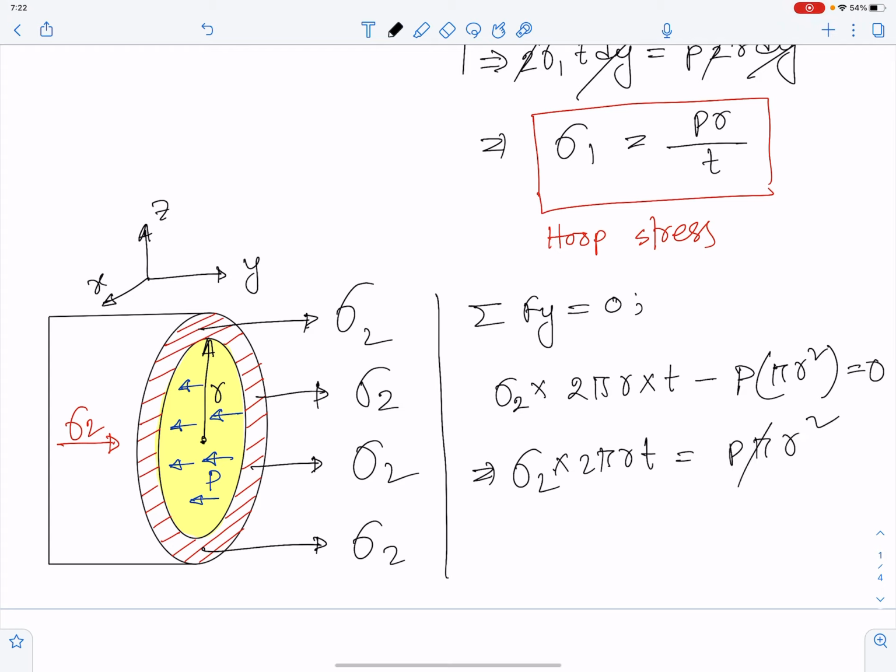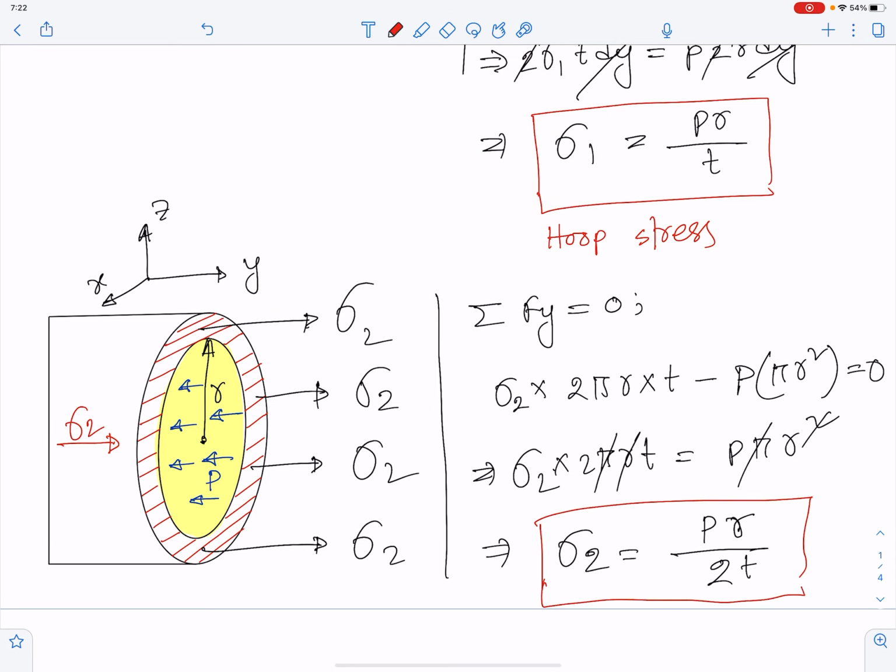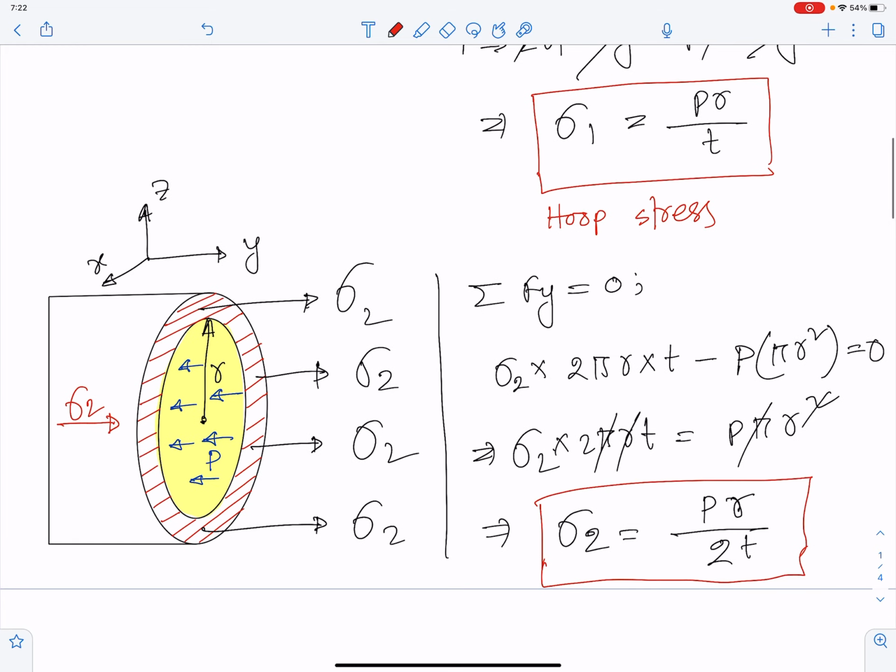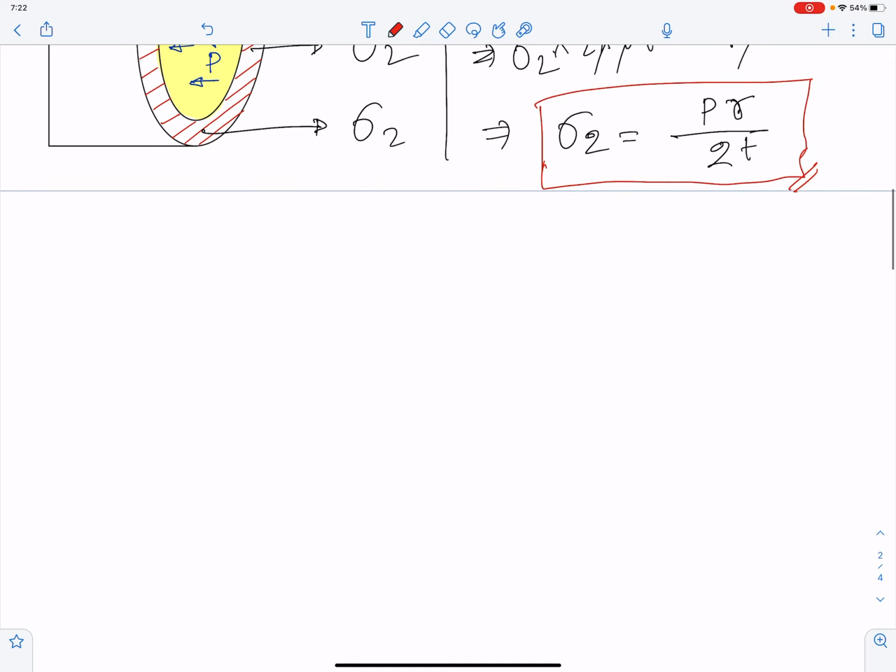Okay, so pi is gone, r and r square gone, then it would be sigma 2 equals P r divided by 2T. So this is the expression for longitudinal stress, right? So now we know sigma 1 and sigma 2. So this is sigma 1 and this is sigma 2. Let's take a look at the relation between these two.